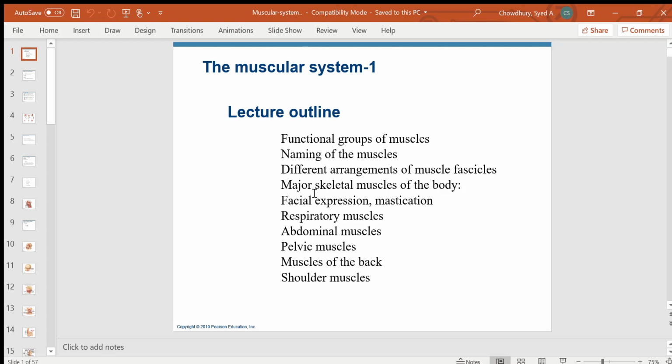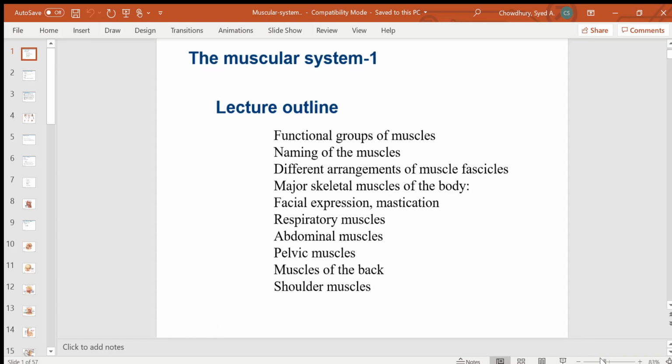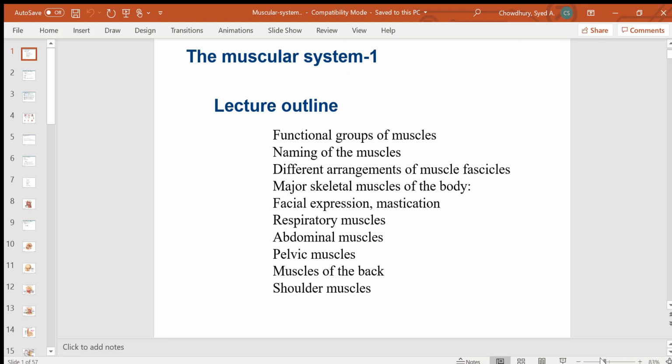The muscular system refers to the skeletal muscles of your body. You know that skeletal muscles are voluntary muscles, and with the help of the skeletal muscles we move our body parts. Skeletal muscles are attached to the skeleton, mostly attached to the bones or the skeleton of the body.